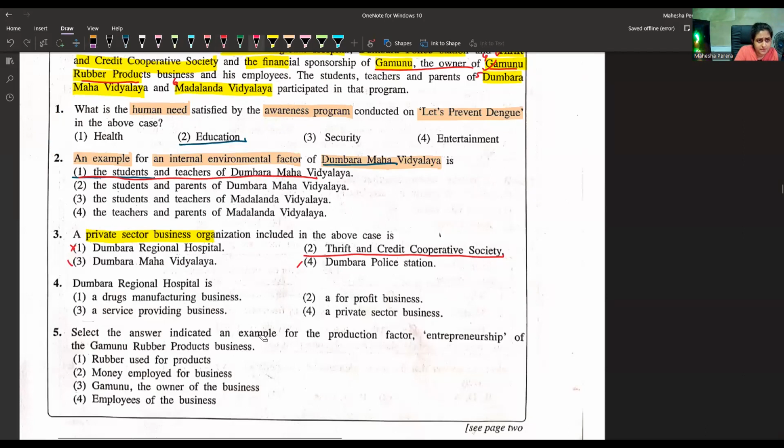Now, let's do the next one. Dumbara Regional Hospital, a drug manufacturing business? No. Why no, Puta? Because this is a hospital, no, it gives health services.